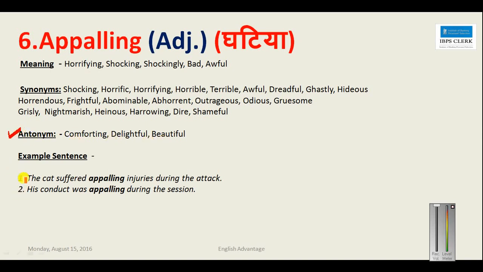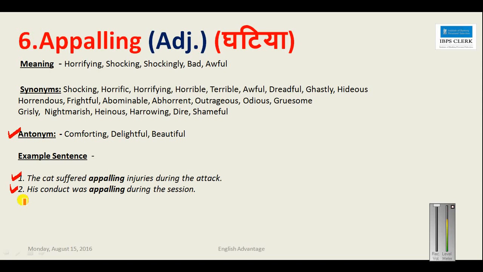Now let us look at the example sentences. The cat suffered appalling injuries during the attack. Very horrifying, very awful injuries the cat suffered. His conduct was appalling during the session. Very important word, appalling, and this word has come in many competitive exams multiple times.